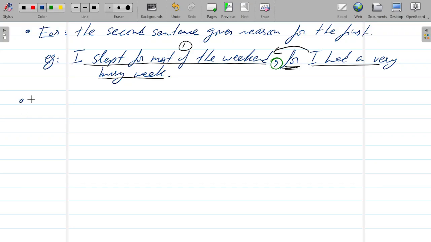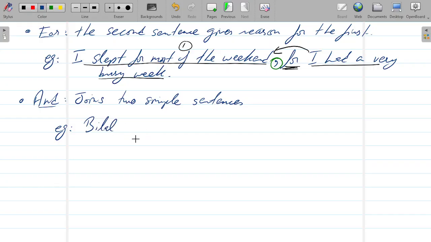The next one is "and", and this, as we know, basically brings two meanings together. It simply joins two simple sentences. You could say it brings their meaning together, and so you could give anything over here. Bilal worked hard and scored well.